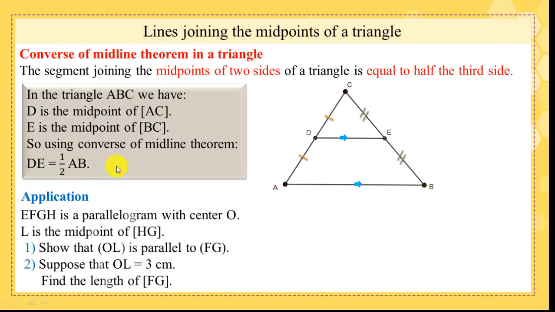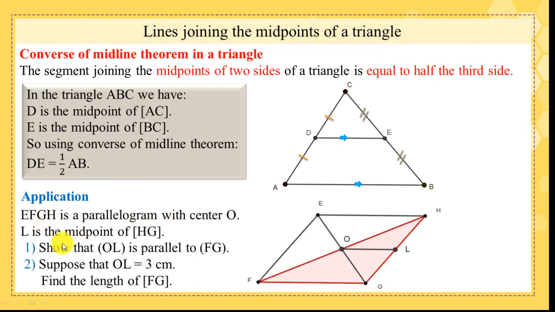Application. EFGH is a parallelogram with center O. L is the midpoint of HG. 1. Show that OL is parallel to FG. And 2. Suppose that OL equals 3 cm. Find the length of FG. Please pause the video and try to solve this application.